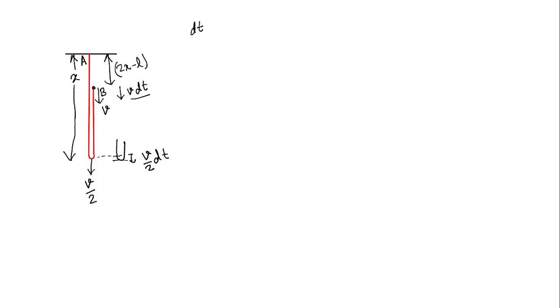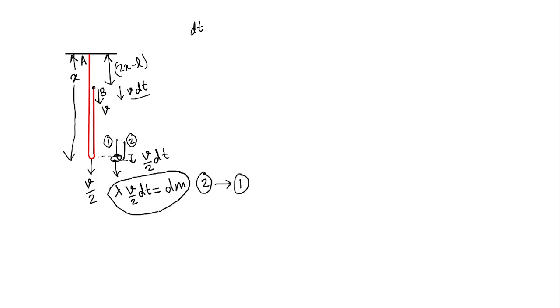That means how much mass is added to this branch? This is the first branch and this is the second branch. How much mass has been added in this branch? Simply lambda times the length which has been added. The length added is V by 2 dt, so lambda times V by 2 dt is the mass dm which has gone from branch 2 to branch 1.